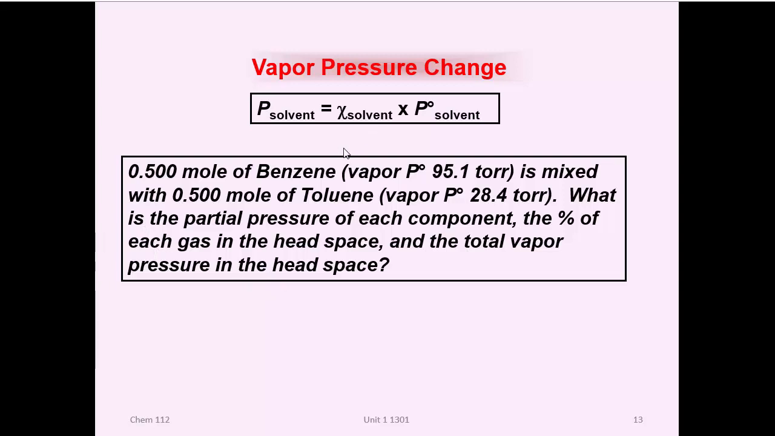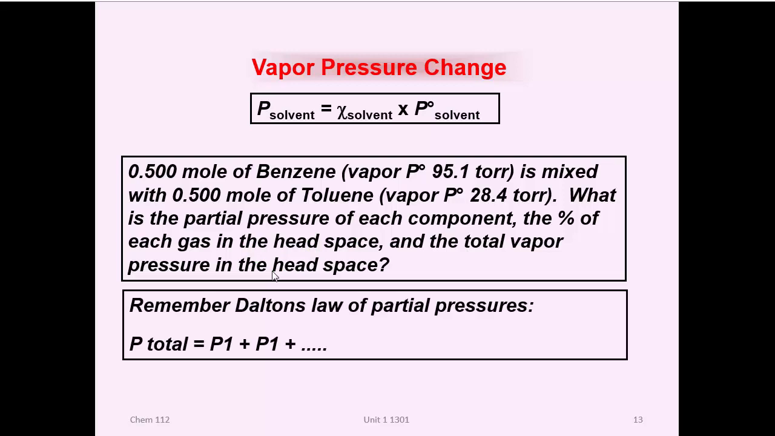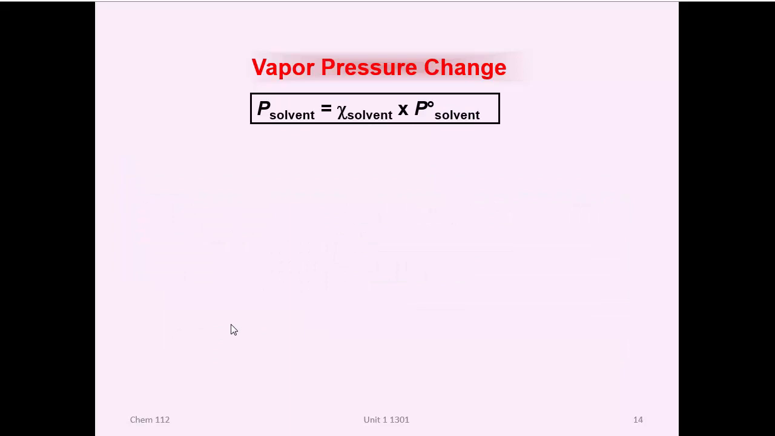It's all based on the same Raoult's law, where basically you're looking at the pressure of the components, but we're going to talk about the solvent. We'll call it solvent right here, but it's the same formula for components. So if I took a half a mole of benzene, here's the pure vapor pressure. I mix it with half a mole of toluene, and there's that pure vapor pressure. What is the partial pressure of each component, the percentage of each gas in the headspace, and the total vapor pressure in the headspace? And once again, I remind you that the total pressure is the sum of the partial pressures of each component. That's from Dalton's law.